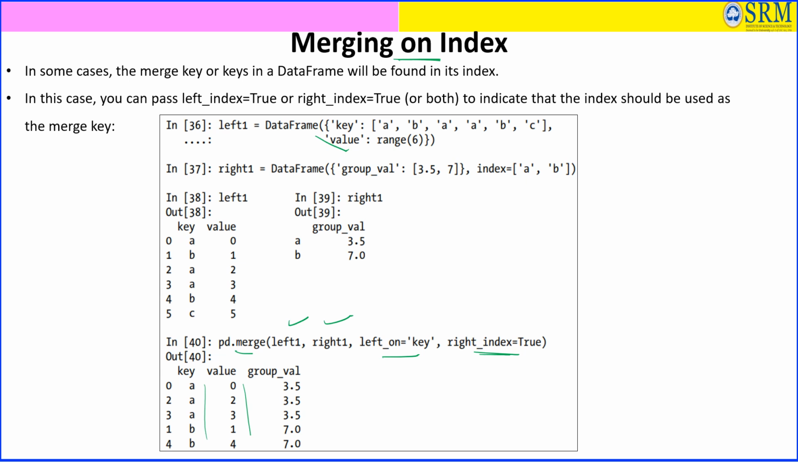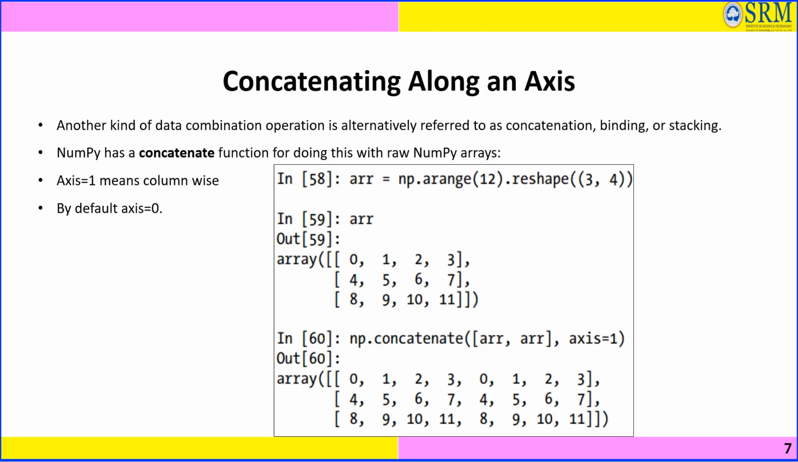So you are going to merge the left data frame and the right data frame based on the key, with left_on key, that is you have to consider only this key. That is printed, and you have to use right_index=True. Right index true means A and B are the index, so that has to be taken. This is merging on index.